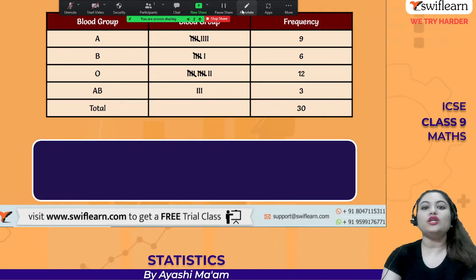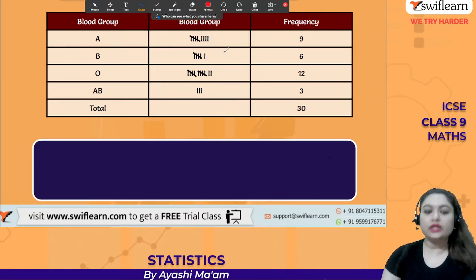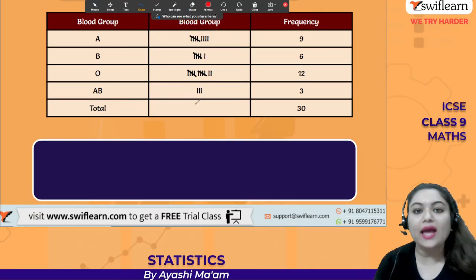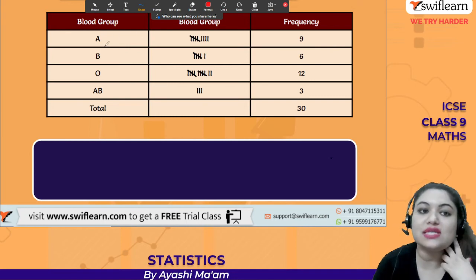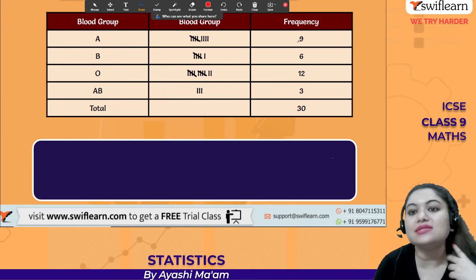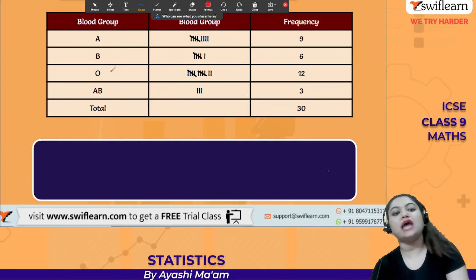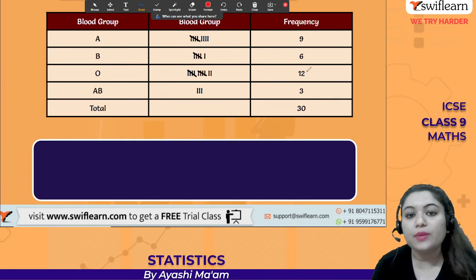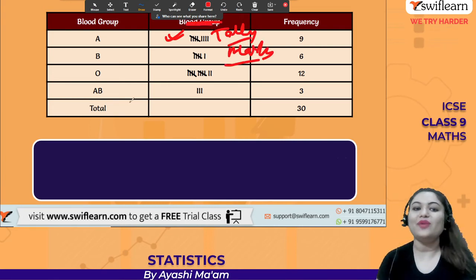Okay, so what will you do? Just write down the blood groups, that is A, B, O, AB, and then total. Frequency, just see the frequency. You can see A is coming 9 times, B is coming 6 times, and then O is coming 12 times. You know how to do the tally marks, right? These are the tally marks. And AB is coming 3 times, right?